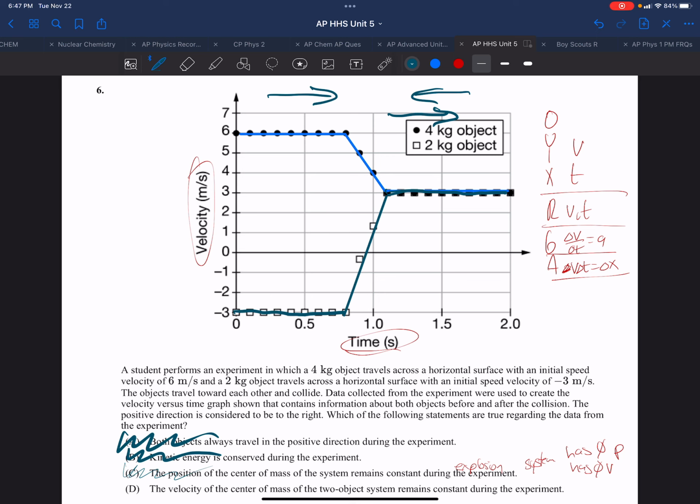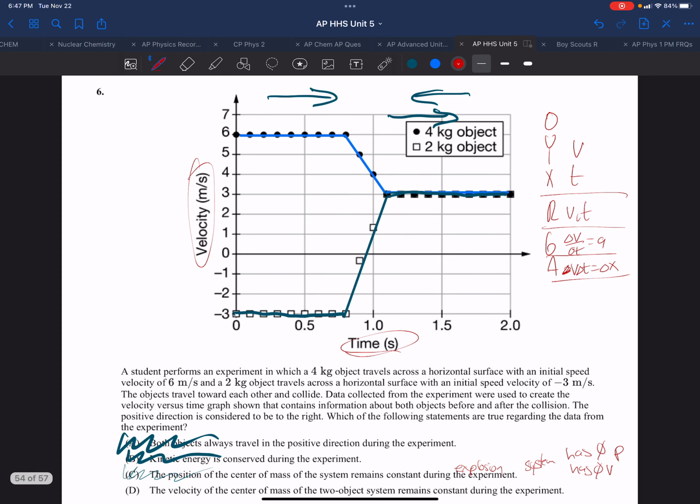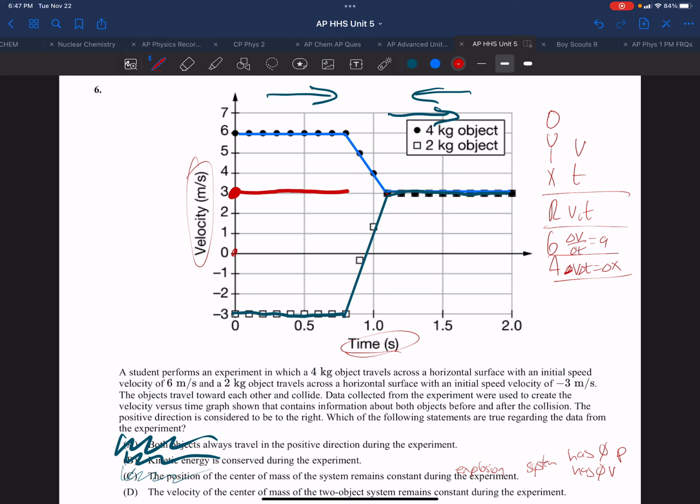If you find the center of mass of these two objects, the 4 kilogram one, it's going to be 2/3 of the way close to that. This is going to be the center of mass of the system, 2/3 of the way. So it's going to be 2/3 of the way like this until we get here. And then if you look at this location here, that is the velocity.